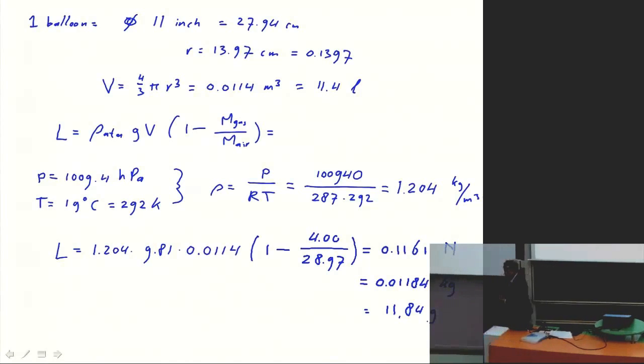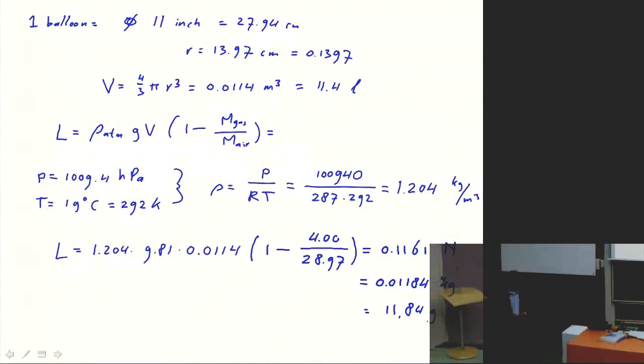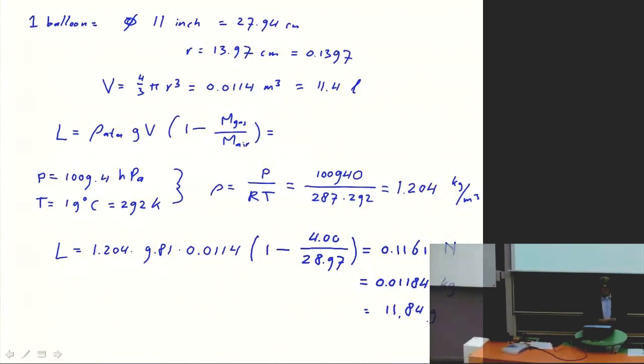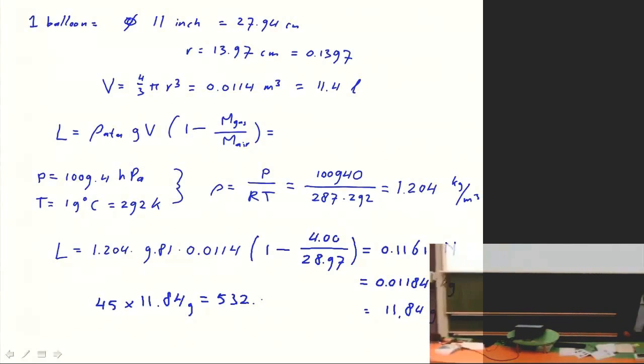Should we compensate for the weight of the balloon? Yes, of course. This is assuming the balloon itself weighs nothing. So that is indeed one of the errors that we made. So we'll have to assume that it's actually a bit less. But let's test it. Those are 45 balloons. So if we do this times 45, what is the weight that we get? 532.8 gram. So that is about half a liter of water and a bit more.